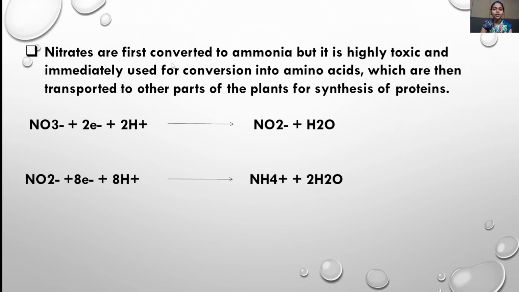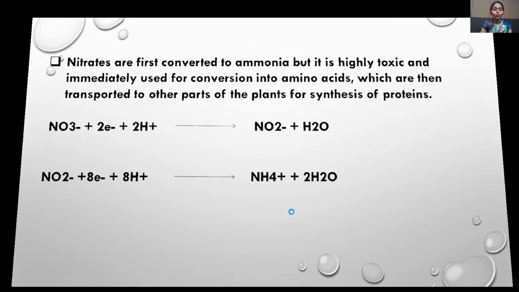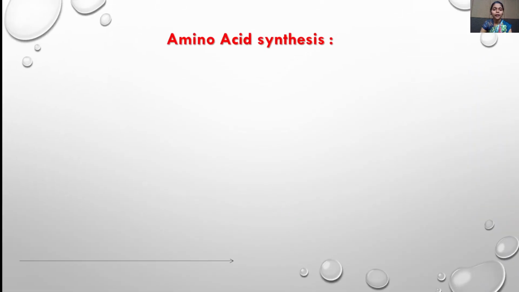Nitrates are first converted to ammonia, but it is highly toxic and is immediately converted into amino acids, which are then transported to other parts of the plant for synthesis of proteins. NO3 minus plus 2e minus plus 2H plus is converted into NO2 minus plus H2O, and the next reaction is NO2 minus plus 8e minus plus 8H plus is converted into NH4 plus plus 2H2O. Moves to the next slide.